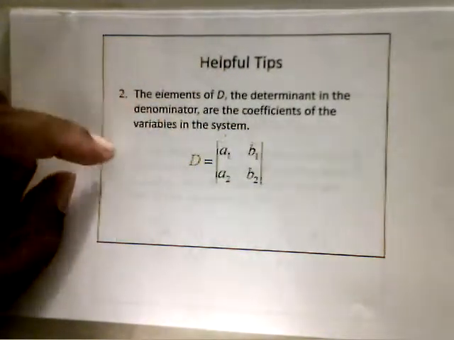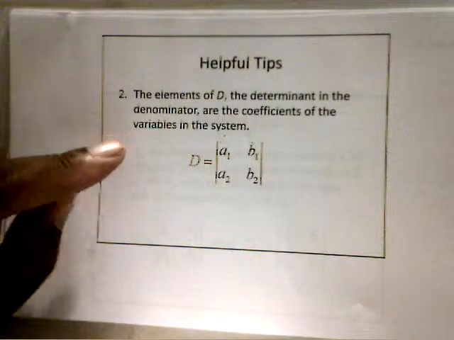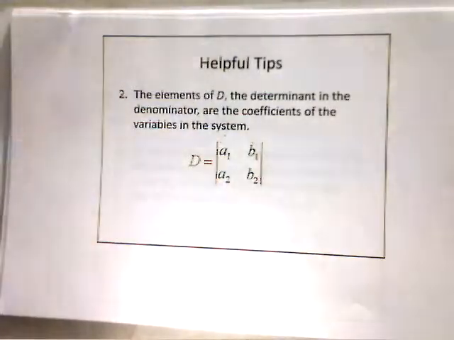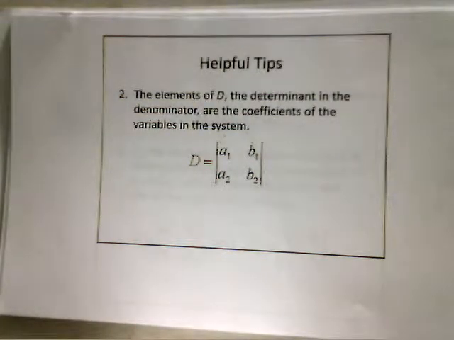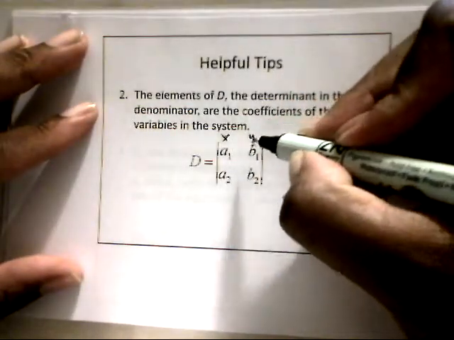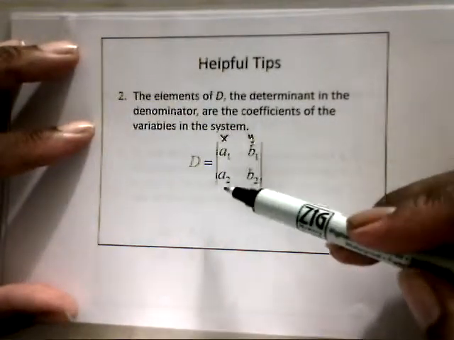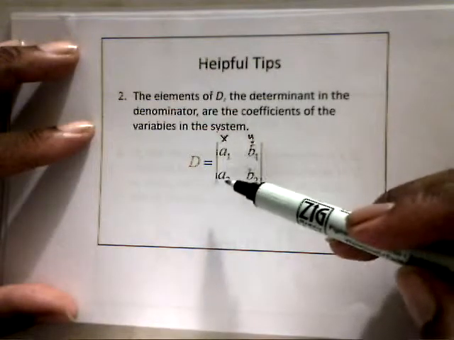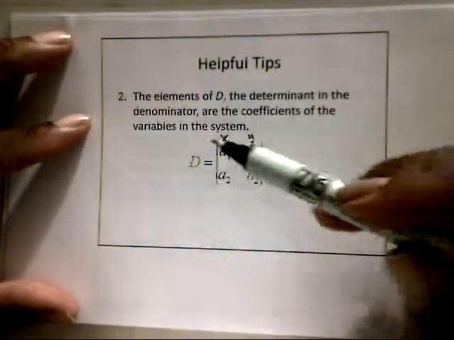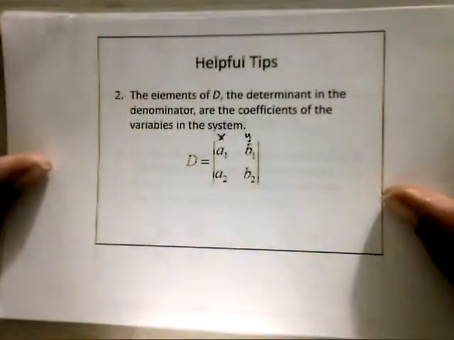Let's start off with the elements of D. That's the determinant of the denominator. That will be the coefficients of the variables in the system. So D is always going to be a1 and a2, b1 and b2. a1 and a2 are the coefficients of x, where b1 and b2 are the coefficients of y. The coefficients of x will go in the first column, and the coefficients of y will go in the second column. That's what D is, your determinant of the denominator.